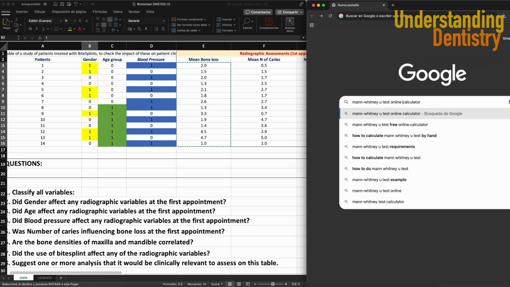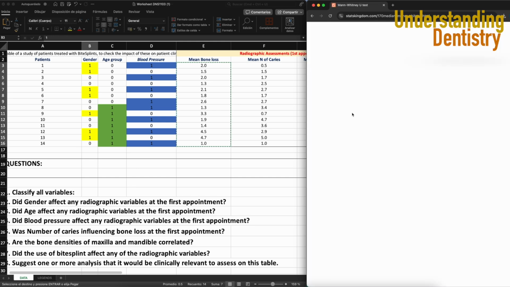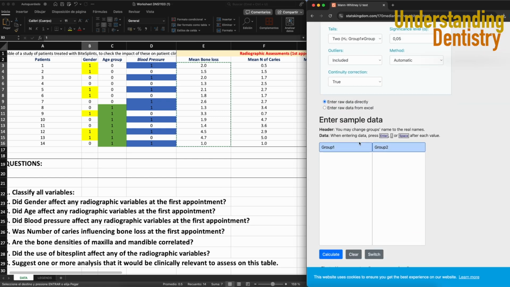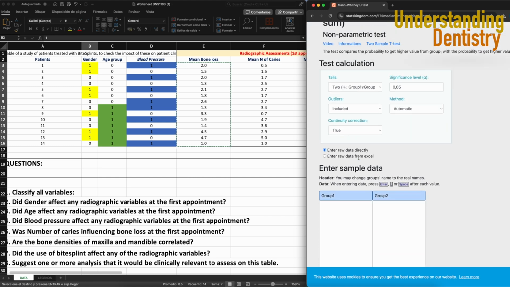Okay, so now we have the Mann-Whitney online calculator, and basically you are going to click on any link. It's just the same. Just to keep the same website, maybe let's click on the second one, but it doesn't really matter. So now we have the two groups here. We need just to enter our data in those two different columns.